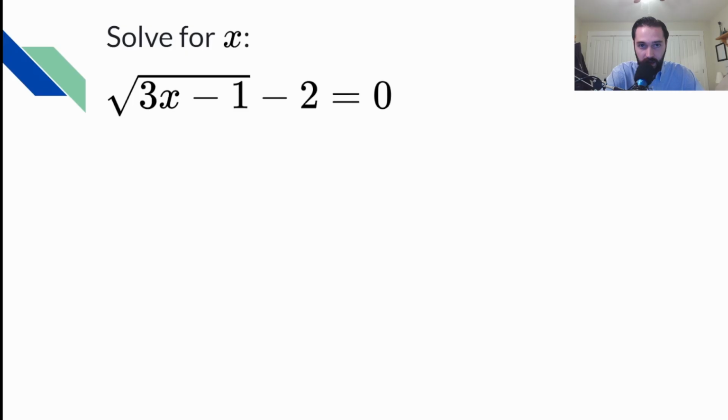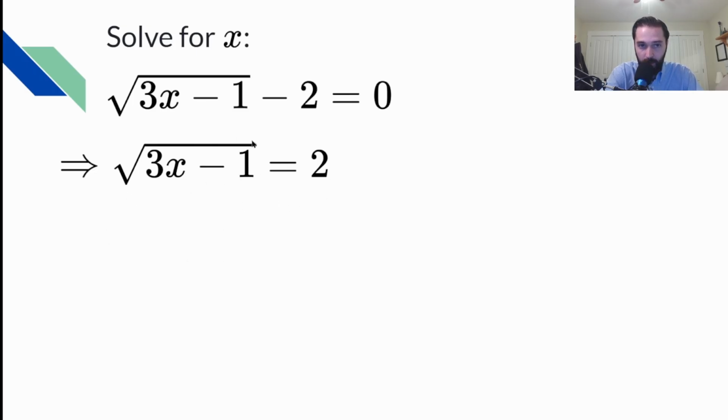Here we're asked to solve for x, and we have this business here. This is a radical equation. Remember, we need to check our solutions for rational and radical equations because of the possibility of extraneous solutions. So the first thing we should do is isolate the radical. Let's add 2 to both sides, and we get this.